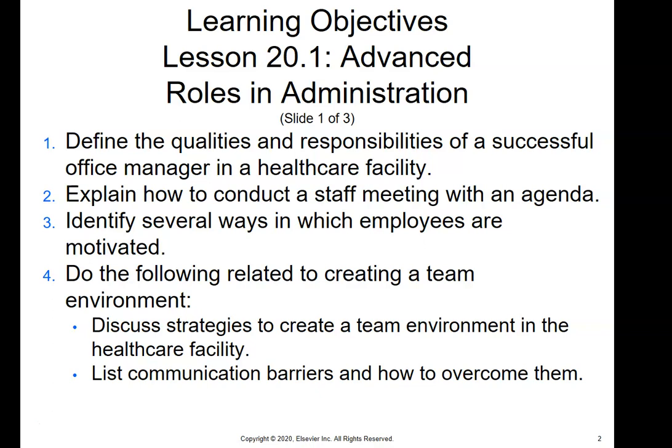Learning Objectives. For Lesson 20, Advanced Roles in Administration: 1, define the qualities and responsibilities of a successful office manager in a healthcare facility. 2, explain how to conduct a staff meeting with an agenda. 3, identify several ways in which employees are motivated. 4, do the following related to creating a team environment. Discuss strategies to create a team environment in the healthcare facility, and list communication barriers and how to overcome them.